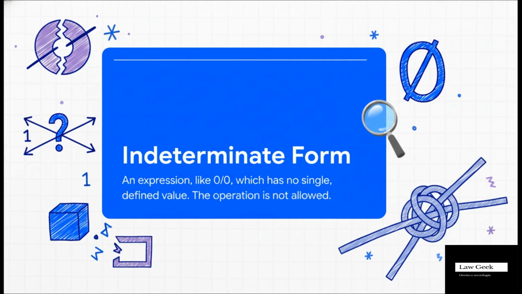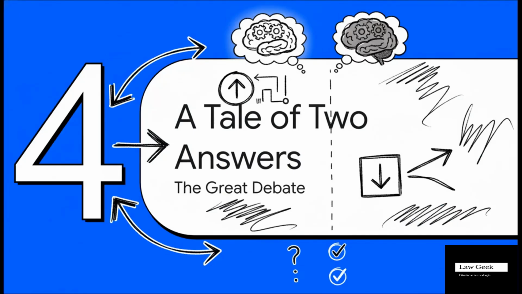We're stuck in a paradox. One rule is screaming that the answer has to be 1, but a much more fundamental rule is telling us the whole thing is impossible to begin with. So what do we do? Well, this paradox has basically split the mathematical community, leading to two completely different and valid conclusions.